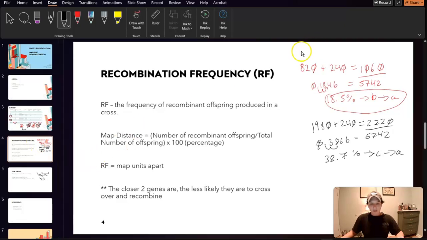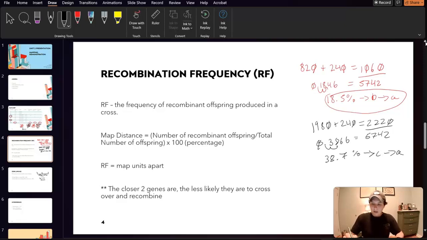So here's our recombination frequency. Recombination frequency is the frequency of recombinant offspring produced in a cross. So it's exactly as it sounds. And the reason that you can use this as a map distance is because the closer genes are together, the less likely a recombination is to occur. So your mapping distance and your recombination frequency relate to each other, they correlate. So I already did the calculations, but we'll walk through it, right?